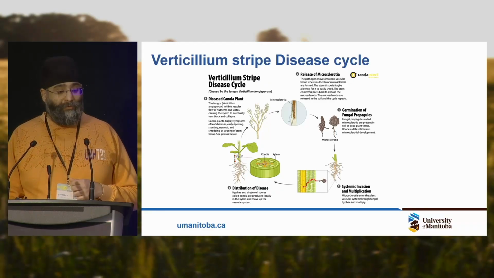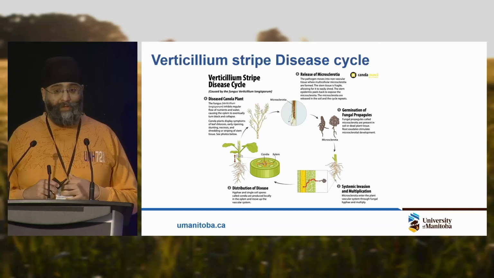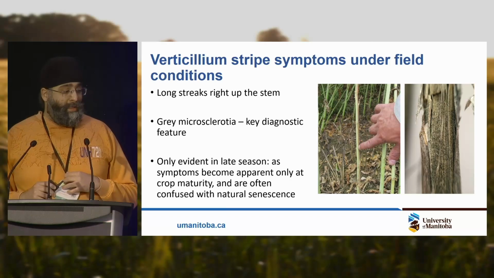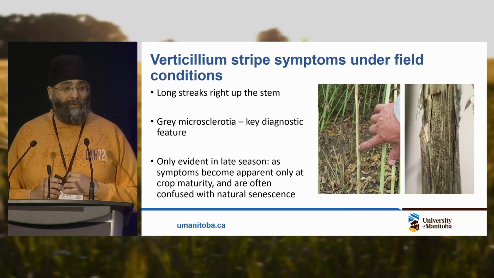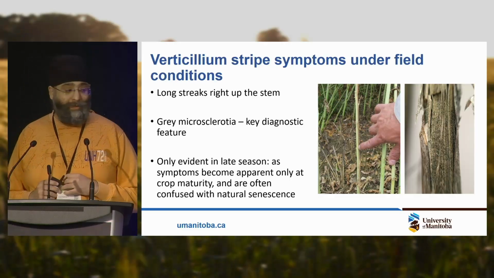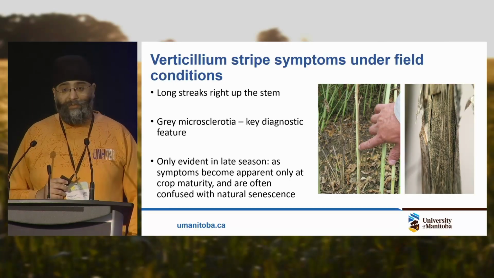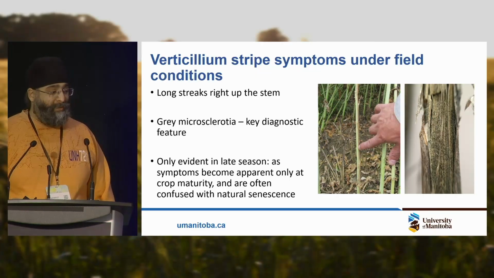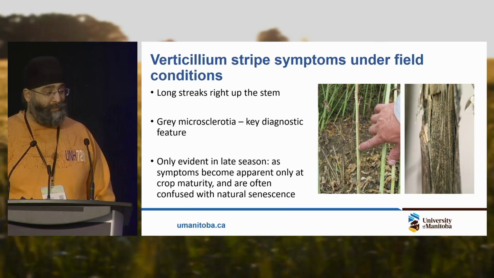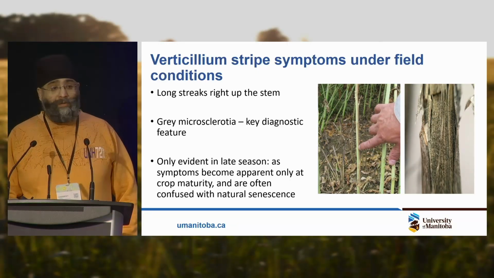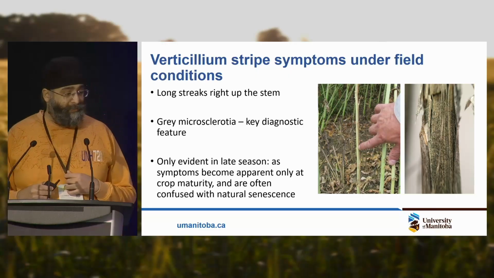This will now serve as the inoculant for the next season, and hence the disease just will continue to grow. Under field conditions, there are characteristic symptoms which Canola Council has done a pretty good job at putting out on their website, how it looks like in the field. So the disease is called verticillium stripe disease, and the reason for that is it causes these long streaks along the stripe, along the length of the plant. Does not cause wilting, so that's why the name is not verticillium wilt, but verticillium stripe.